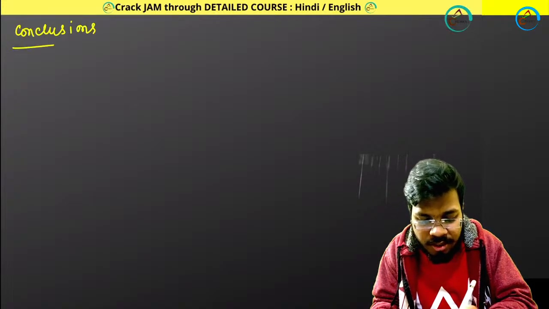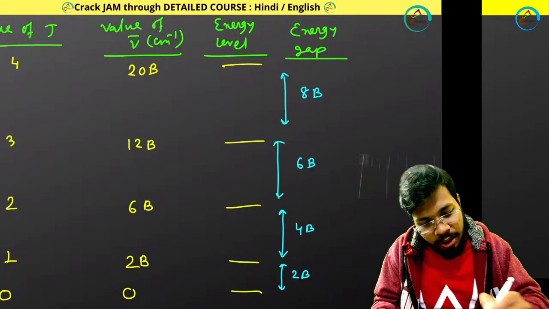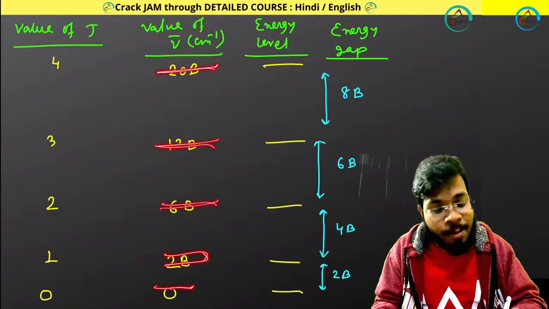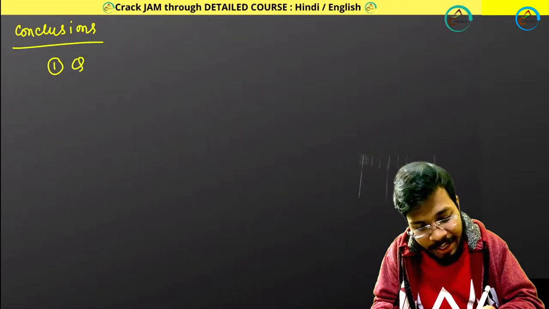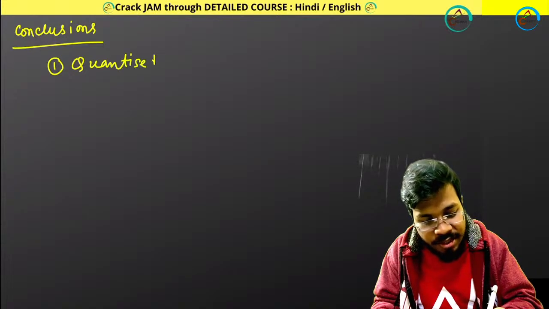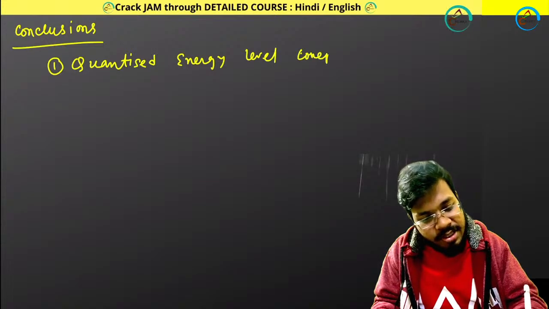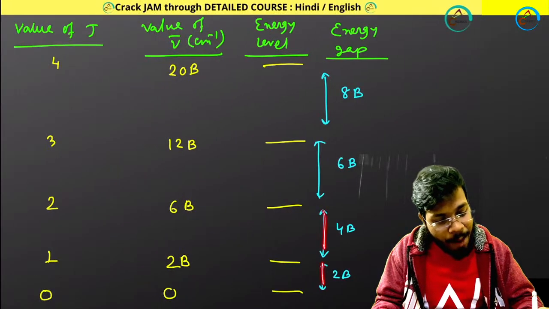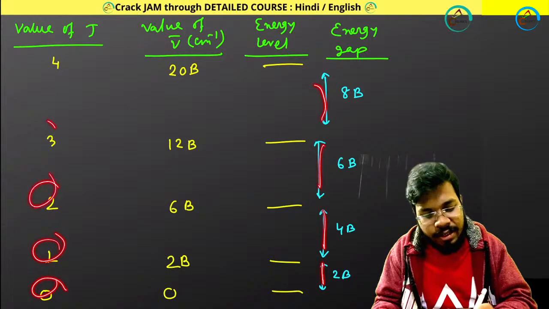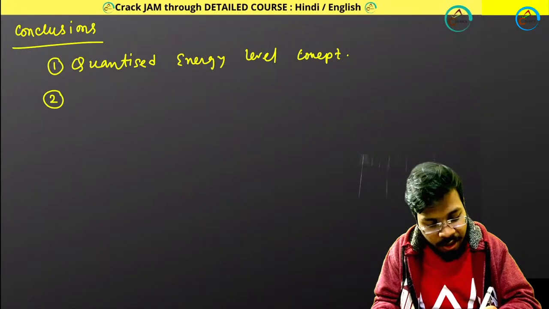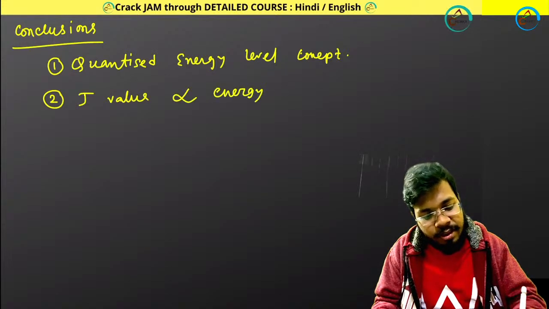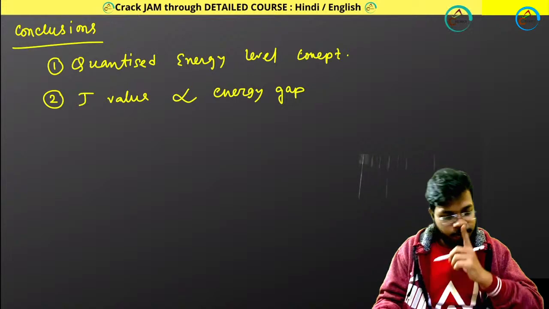Number one conclusion is that all the energy levels are quantized energy levels. Because of that I am getting some specific value, and I am not getting any intermediate value. So that is the quantized energy level concept. The second thing you are getting is that the energy gap is increasing whenever you are increasing j values. So the j value is proportional to the energy gap. If you increase your j value, the energy gap will increase.